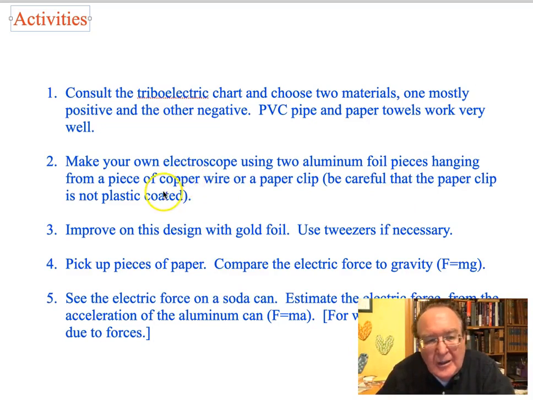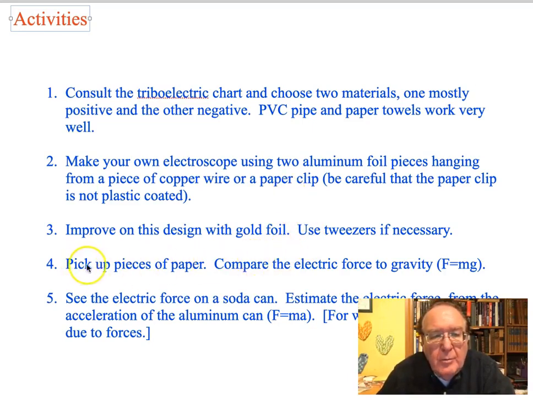Then I challenge you. And if you can manage to do this in your video, I would be overjoyed. Try to improve this design with gold foil. You'll have to be very careful. Scissors and tweezers, okay? And if you can make an electroscope with the gold foil, that's a really big win for you, okay?